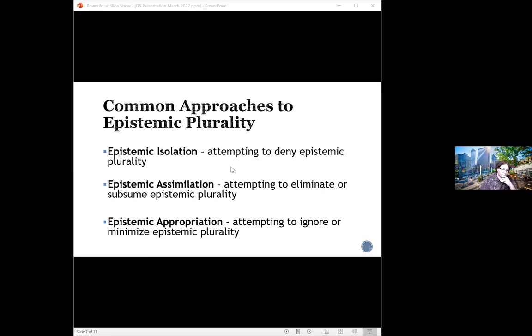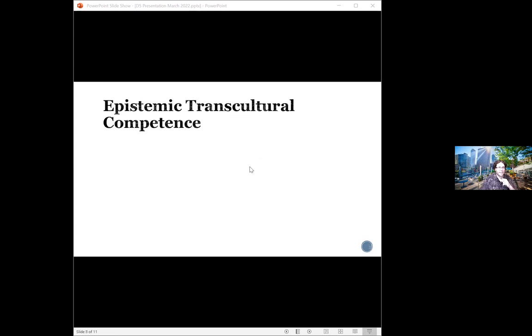And so what I'm arguing, this is my main point, and I'll try not to say too much more about it, is that the set of skills or competency that we need is something like epistemic transcultural competence. So let me just say a couple words about what I mean by that, and then I will try to be done soon.